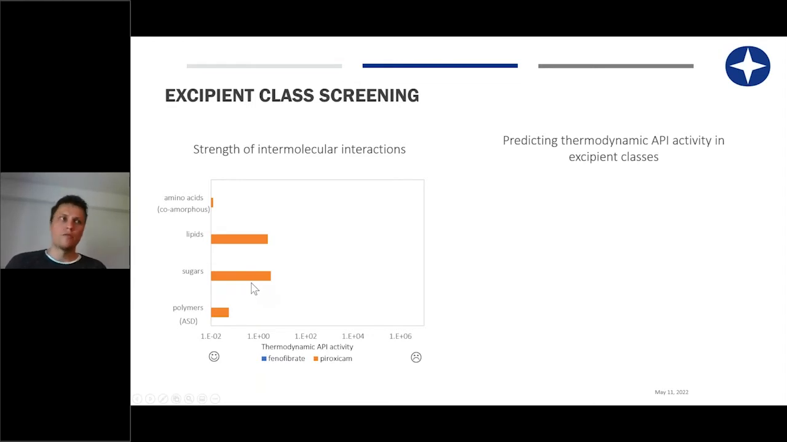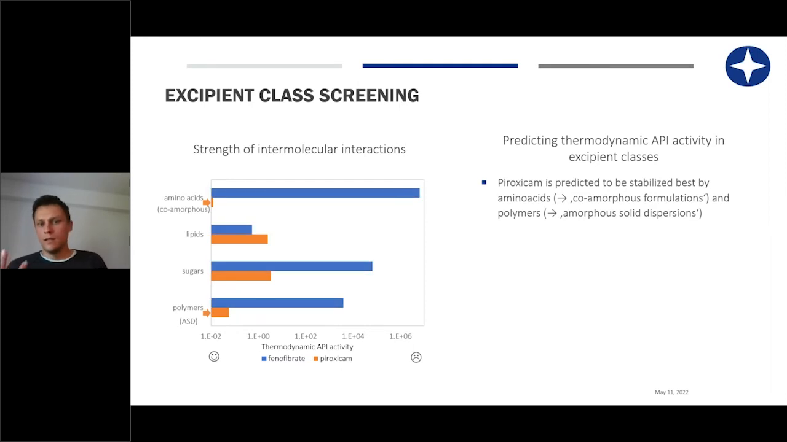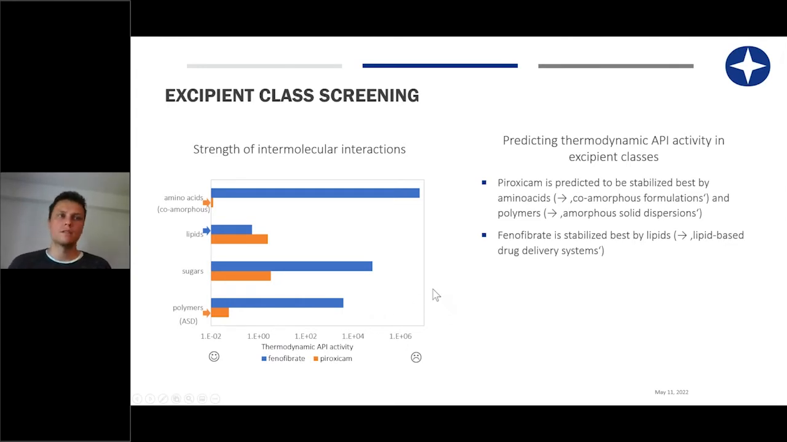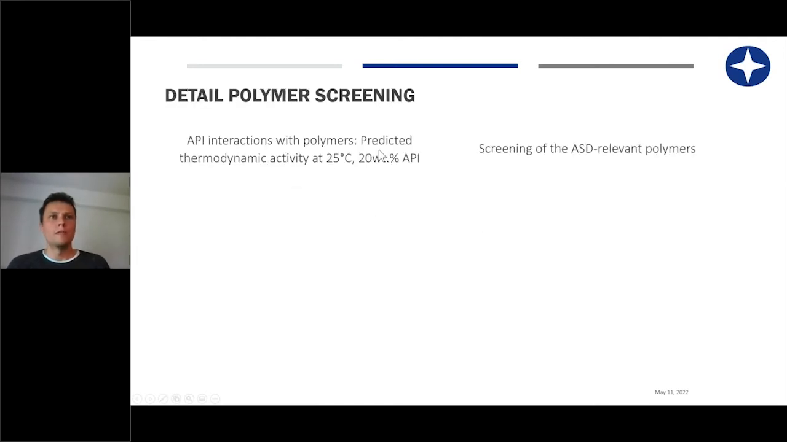In contrast to that, if we have a look at fenofibrate, for example, the entire scheme just turns upside down, and we see now that the amino acids and polymers are the worst candidates. The activities are the highest, and therefore there are very strong repulsive interactions, and we should avoid making these formulations. We should avoid making an ASD with fenofibrate. Fenofibrate is an API where we go best for lipids. Therefore, we first of all screen just the excipient class and check what is potentially the best excipient. Once we know that, we can then go into the details, have a look at the detailed interactions, and calculate what is the best polymer, for example, if we go into the ASD development track.